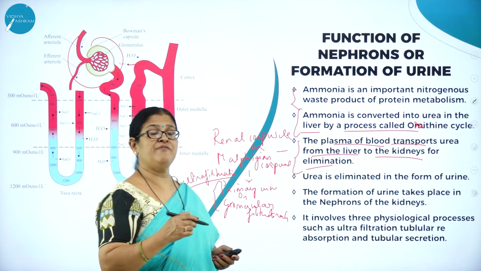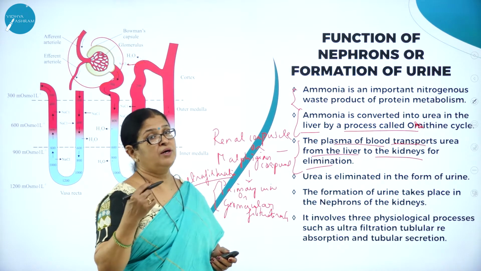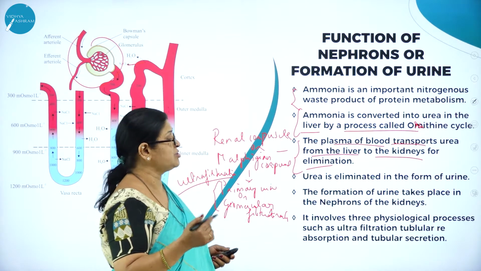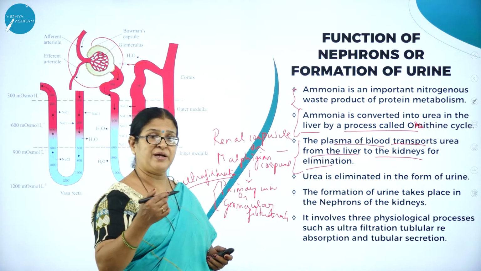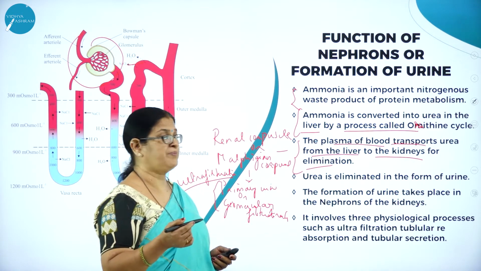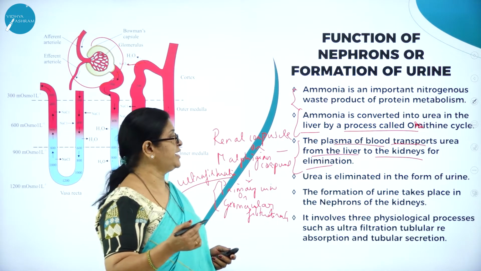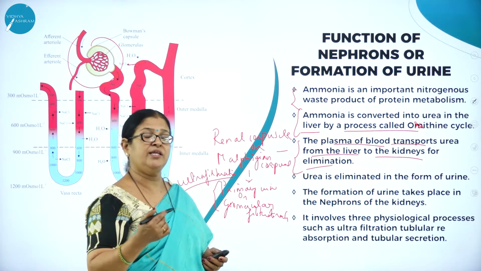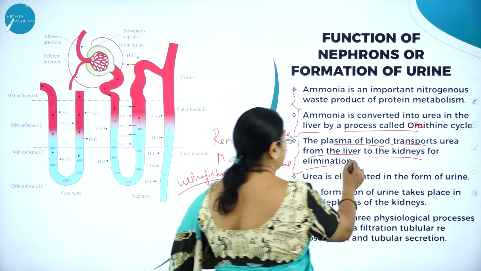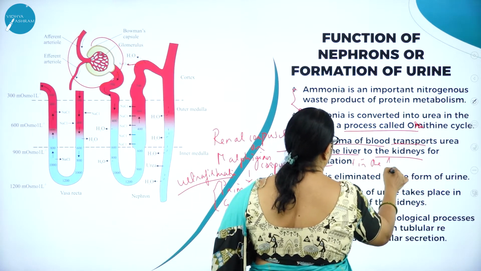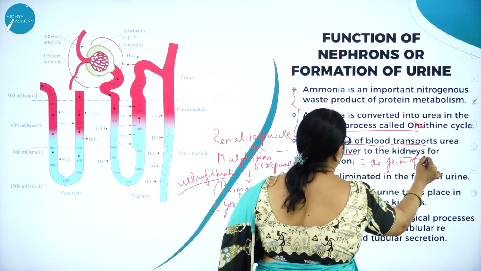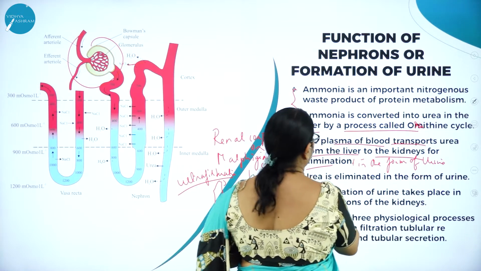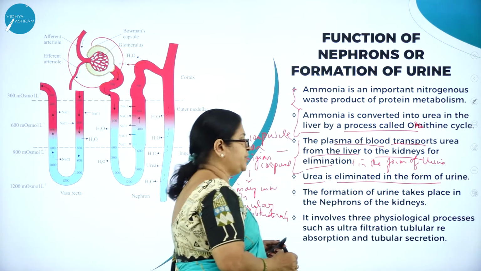So the ammonia which is converted into urea in the liver is taken by the blood, and it is transported by the blood from the liver to the kidneys for its elimination in the form of urine. So urea is eliminated in the form of urine.